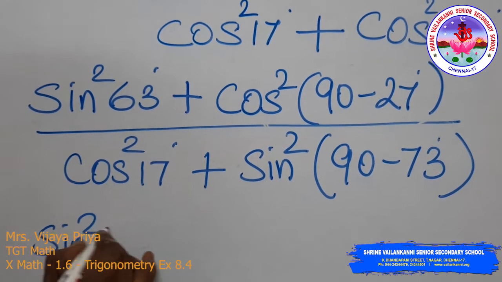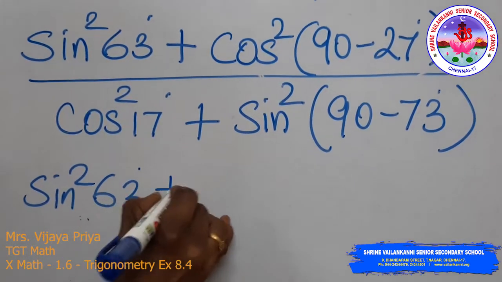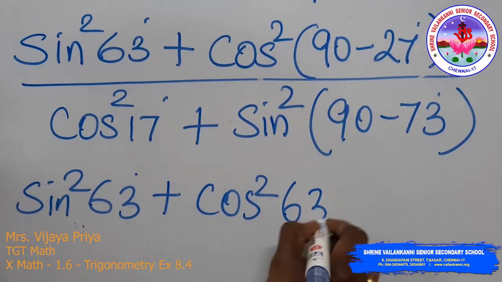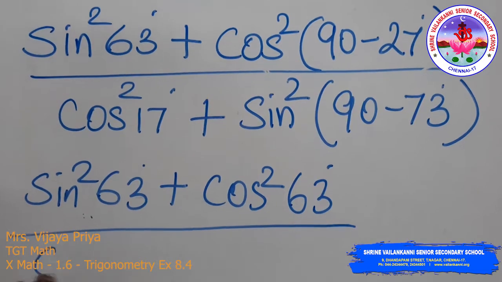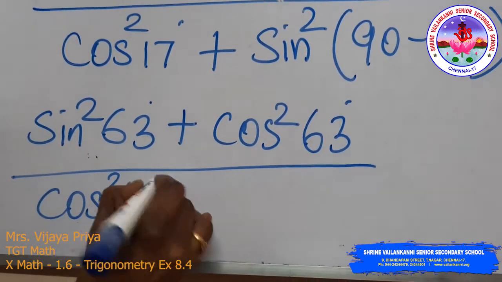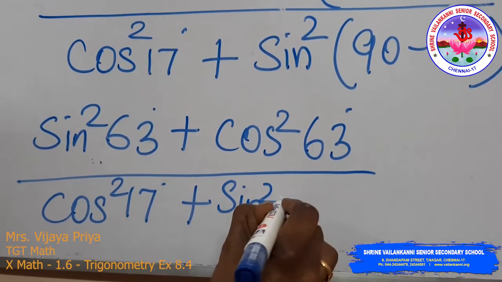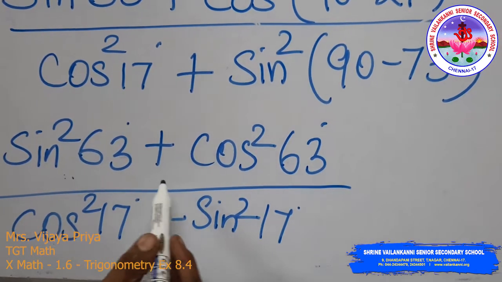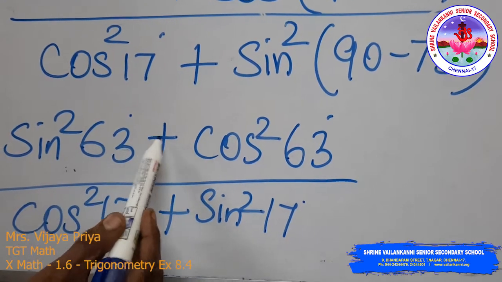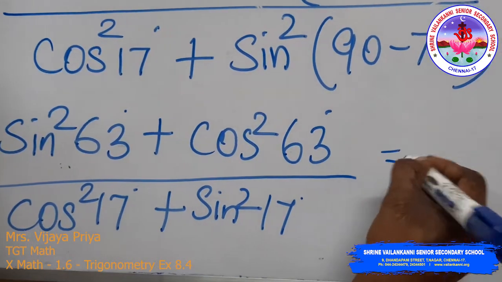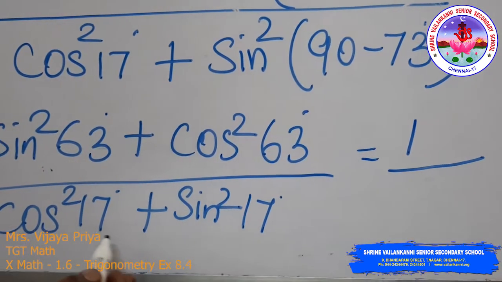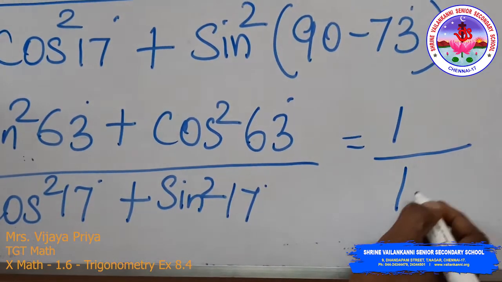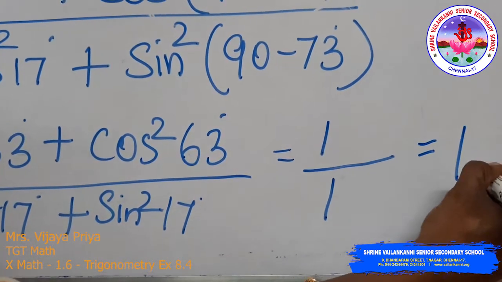Now the numerator, sine squared 63 plus cos squared 90 minus 27, which is 63 degree, divided by cos squared 17 degree plus sine squared 90 minus 73, which is 17 degree. Now you are going to use the identity sine squared theta plus cos squared theta, which becomes 1 in the numerator, and in the denominator cos squared theta plus sine squared theta, which is also 1. So 1 divided by 1, the answer is 1.